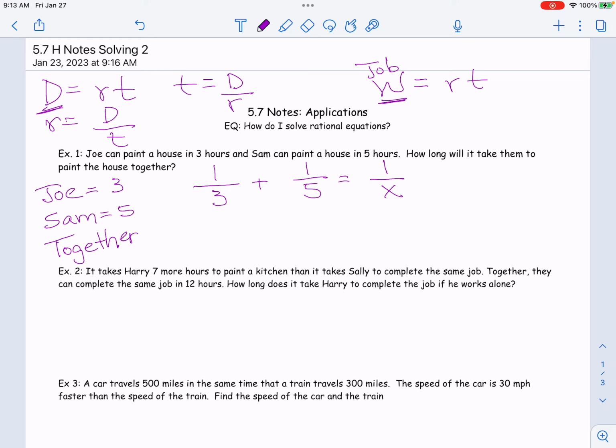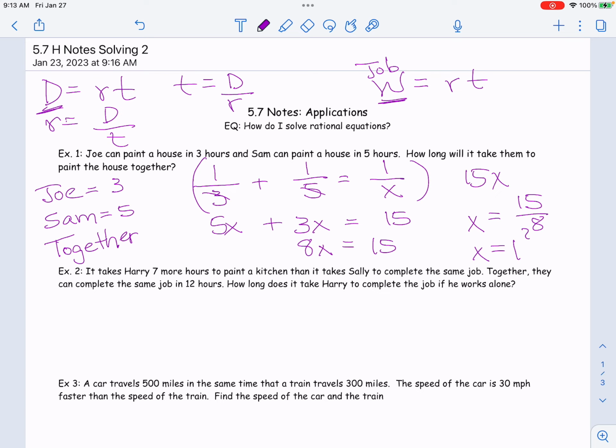So all we're going to do is solve this problem. This is a rational function because of that x on the bottom. You can either find a common denominator and combine the left side, but I'm going to clear out the denominator by using the common one. So 3 goes into 15x. We have 5x. This would be 3x. This would be 15. I multiplied everything by 15x. So we get 8x equals 15. X is equal to 15 over 8, or it's equal to 1 7/8 hour.